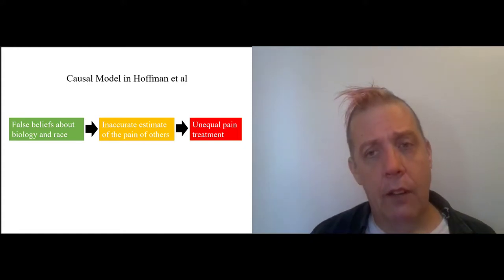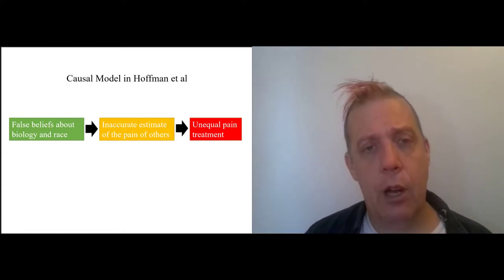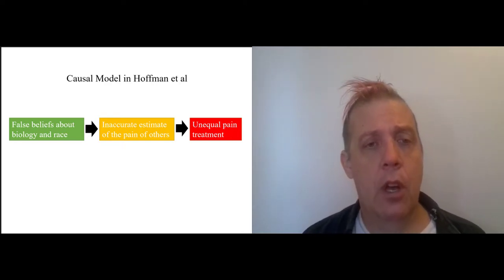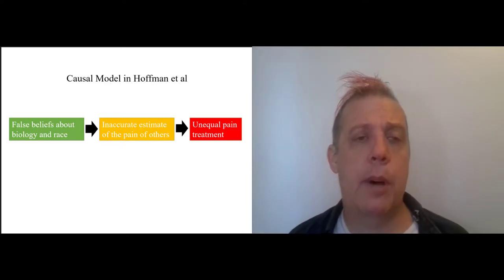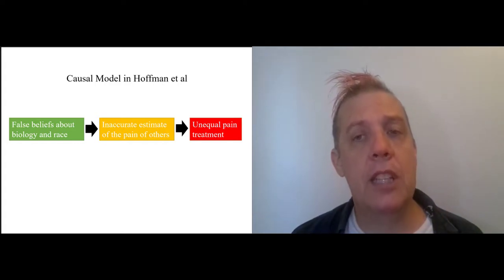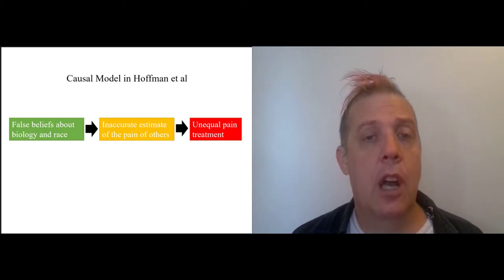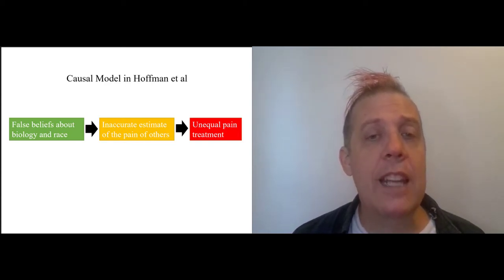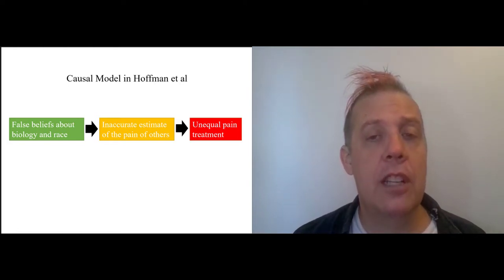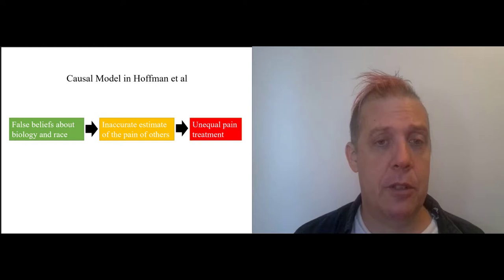Hoffman et al. have a different model for how this discrepancy in pain treatment arises. According to their hypothesis, the root is actually false beliefs about biology and race. And this leads to an inaccurate estimate of the pain of others, which in turn leads to unequal pain treatment.